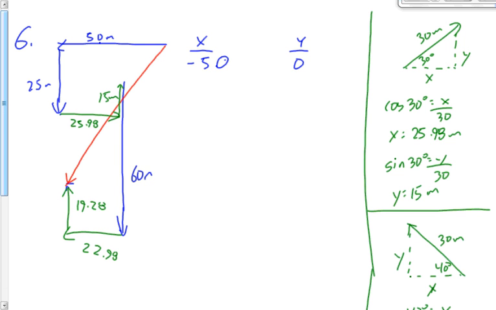Second one. What's the x component of the second one, Allie? Yep. Good. What's the y component of the second one, Tony? This is the second one right here. Good. What's the x component of the third one? Leah. Good. Positive 25.98. And the y component of the third one, Aiden? 15. Good. The x component of the fourth one, Bart. The x component of this one.